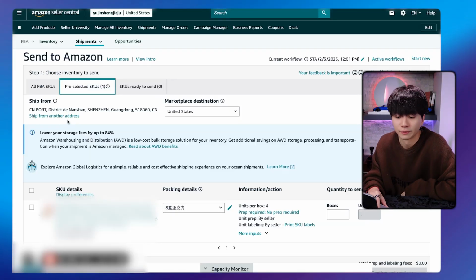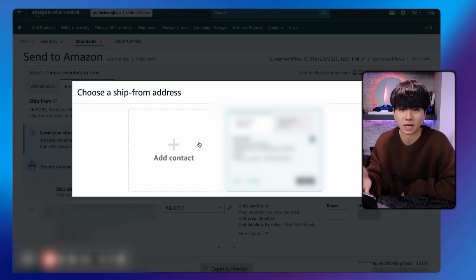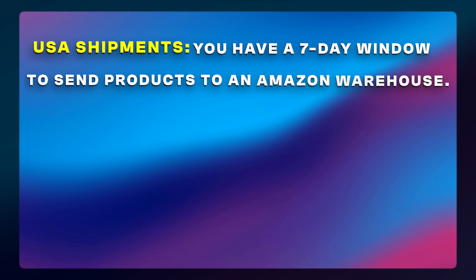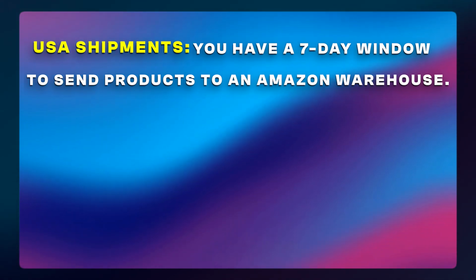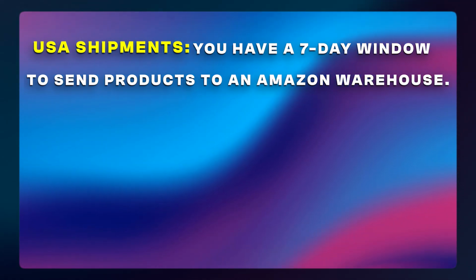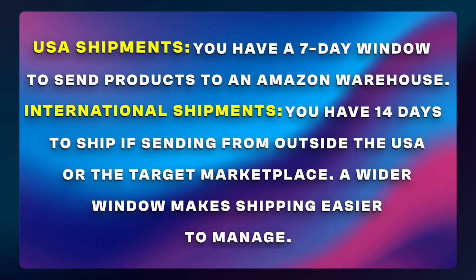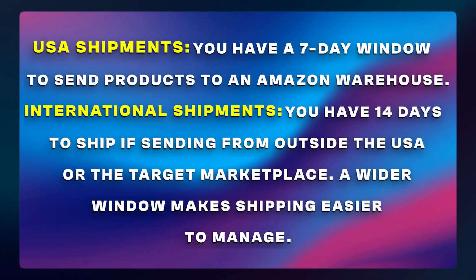But now it doesn't really matter anymore, because Amazon is actually going to ask you to select which warehouse you're actually going to send, which location, which region of Amazon that you're going to send your products into. So right now, I would recommend just filling a Chinese address or your China supplier's address here. The reason why we're doing this is that if you're shipping from an address in the USA, you will have a 7-day window to actually ship your products into the Amazon warehouse. But if you're shipping your products from anywhere else but the USA, or the marketplace that you're sending into, you have a 14-day window.